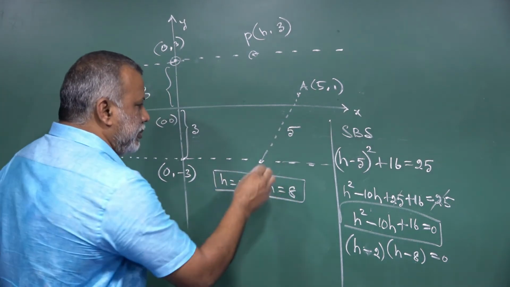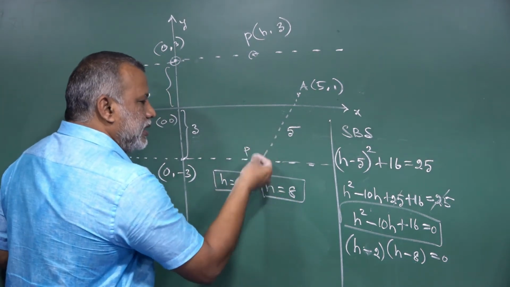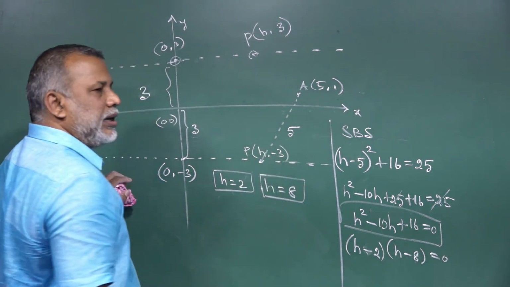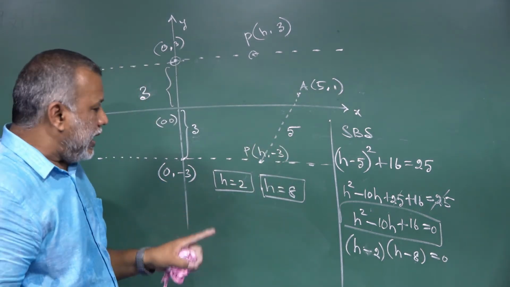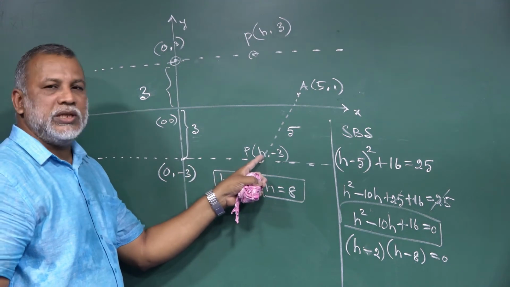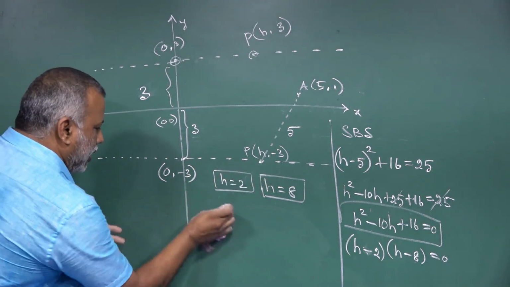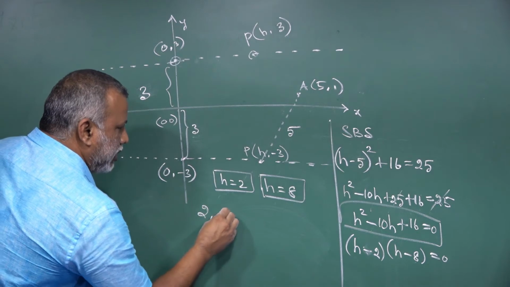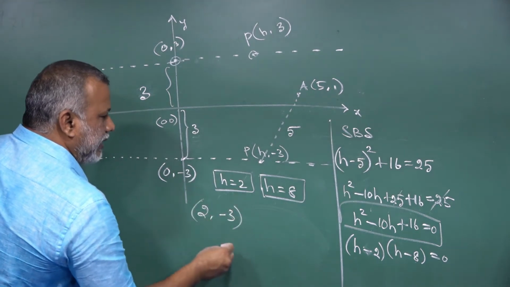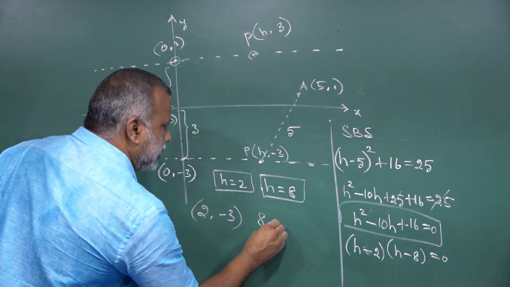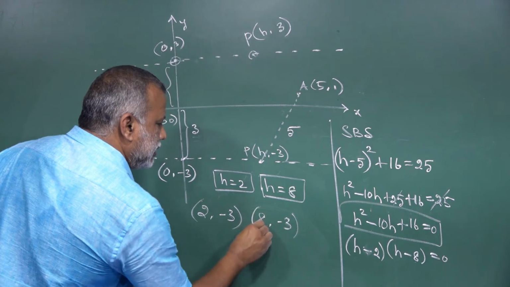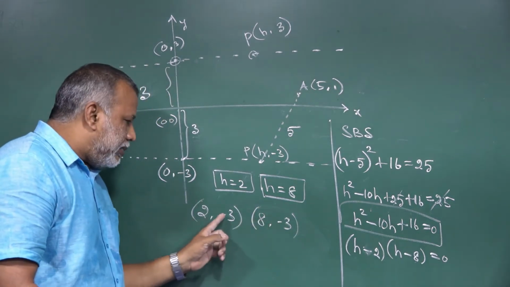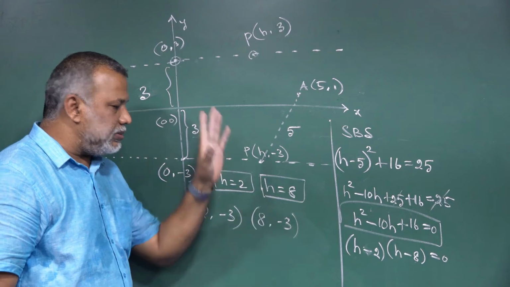Now listen, this is the point we already decided: P of (h, minus 3). I already discussed this one. Instead of h, I can use these values. Therefore the points are (2, minus 3) and another point (8, minus 3). So here, students, we are getting another 2 points: (2, minus 3) and (8, minus 3).